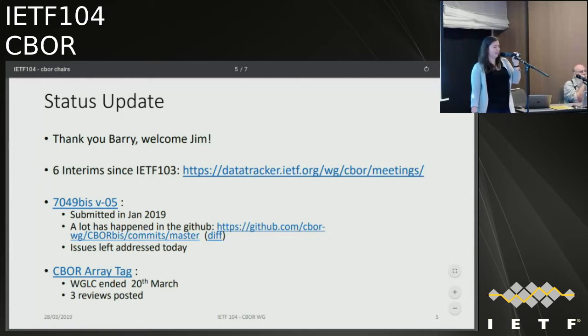About the 7049 BIS, we're now at version 5. It was submitted in January 2019, but a lot has happened in the GitHub since. So you can see the diff there. And I hope we can address the leftover issues today in Karsten's presentation. About the CBOR array tag, the working group last call ended a couple of days ago, or 1 week ago. There were some reviews posted. Also, we will discuss the raised points if there is any controversy, and then Karsten should make an update.